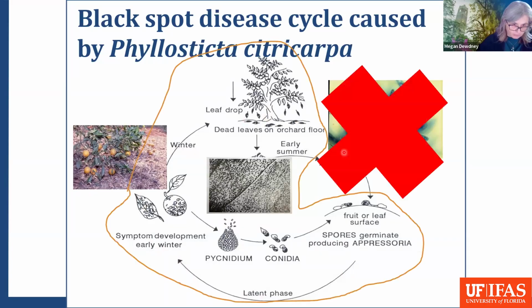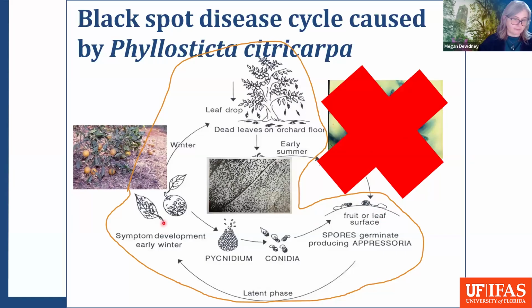However, here in Florida, we to date have still never found the ascospore, so we can just ignore that part of the cycle. However, we have also determined that a lot of our pycnidia are actually coming out of the leaf litter, which had not been shown outside of Florida until we showed that. We still get them landing on the fruit or leaf surfaces. We don't know how it's getting from the leaf litter to the fruit surface. That's actually something we're working on now, trying to figure that out.